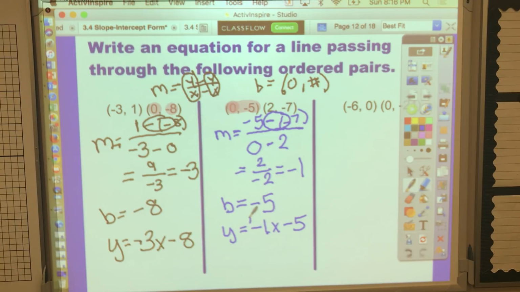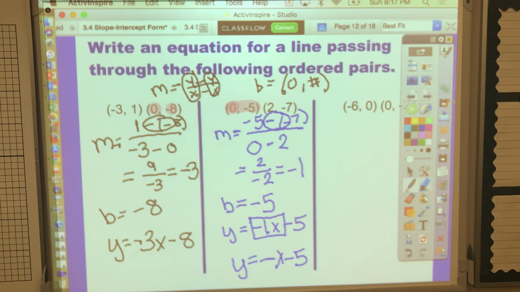However, we kind of talked about this a little before. If I have a negative 1x, that's really not simplified, so you should really write that as y equals just a negative x minus 5. Okay, that 1 doesn't need to be there. We know it's there when we just see that negative.